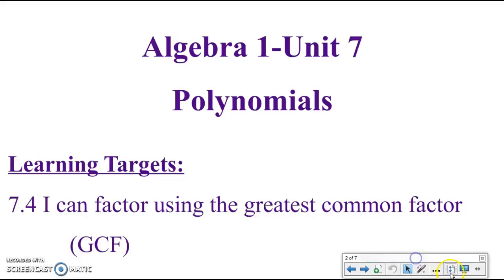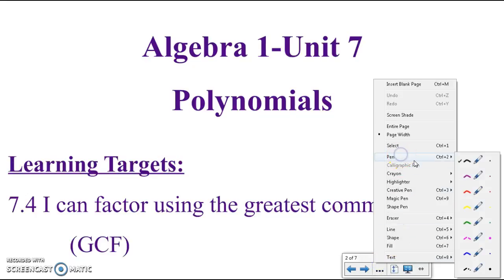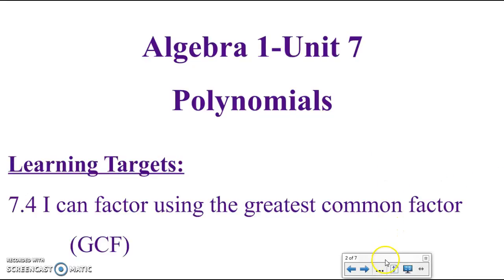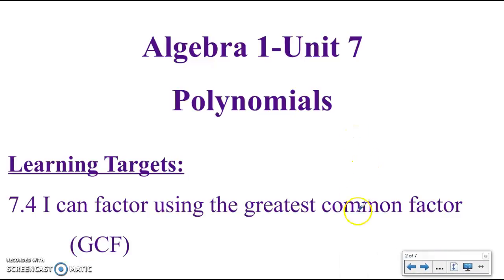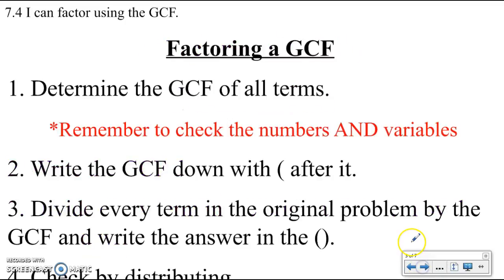Today we are going to begin factoring. We're actually going to start with factoring out a greatest common factor. So target 7.4 is I can factor using the greatest common factor. There are 4 steps we're going to follow to do this.